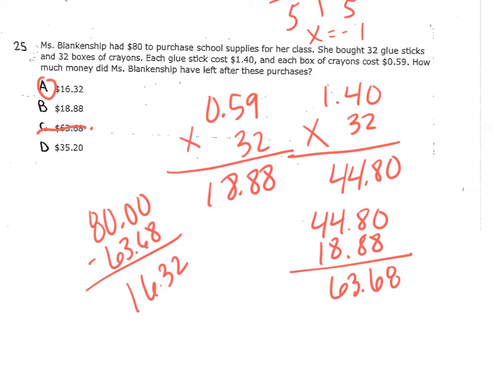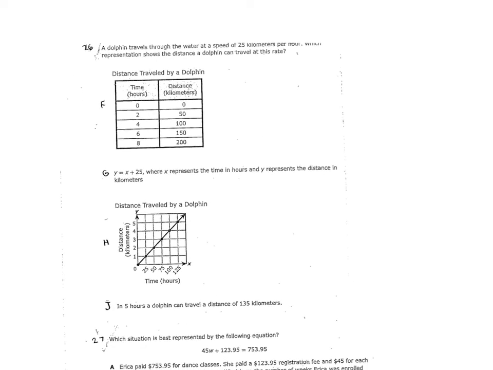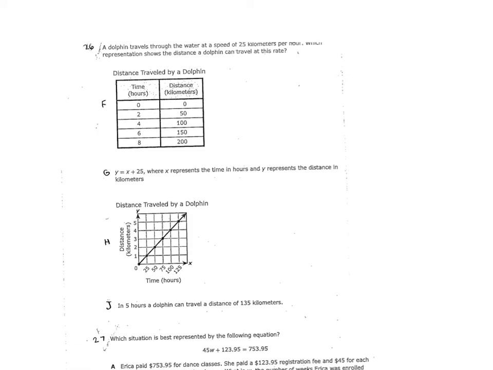I skipped one. Okay, so 26. A dolphin travels through the water at a speed of 25 kilometers per hour. Which representation shows the distance a dolphin can travel at this rate? 25 per hour, so 25x, right, is really kind of what you're saying. It's not going to be this because it's x plus 25. That didn't even make sense. It's 25 per hour. That's that multiplying word that we're talking about.